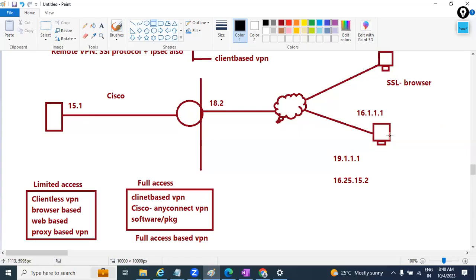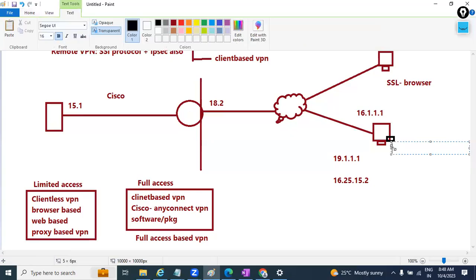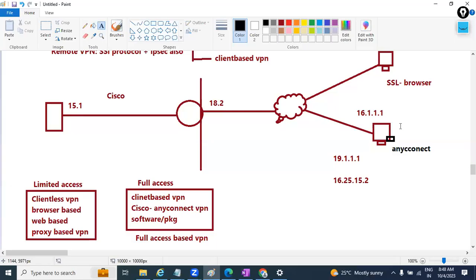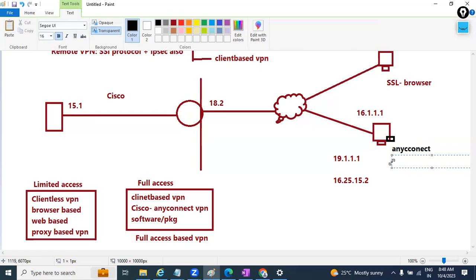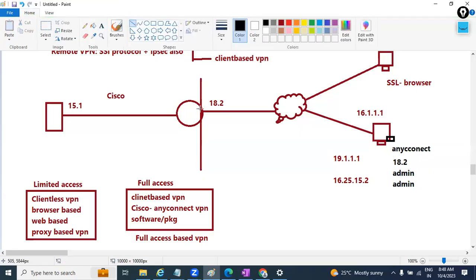The concept is as a user, I have to install AnyConnect. This is one of the software, okay, and I have to install it. This is the software package, and once I connect it, after that it would ask me with whom you want to connect a VPN here. So I'm saying I'm going to be connected with the 18. It would ask me username. Let's consider admin. The password is again admin. So after that, it would be connected. VPN connected.